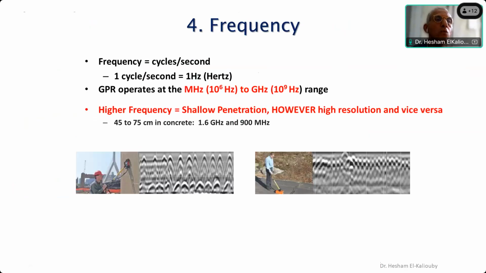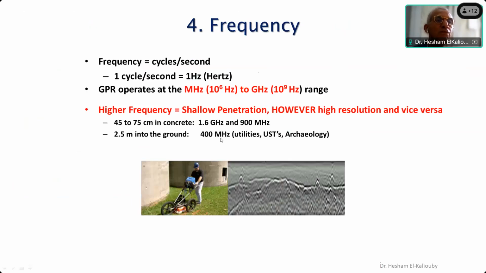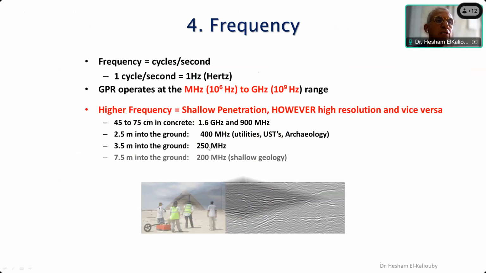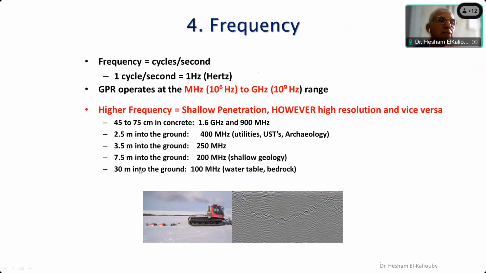This antenna is 1.6 gigahertz to 900 megahertz. This can go only about half a meter to 75 centimeters, and can be used in concrete or asphalt, very shallow investigations, like geotechnical and engineering applications. If we decrease the frequency to 400 megahertz, it can go to about 2.5 meters in the ground, and it could be used for detection of utilities, underground storage tanks, or archaeological investigations. If you go lower, like 250 megahertz, it can go about 3.5 meters in depth. 200 megahertz can go to about 7.5 meters and can be used for shallow geology. 100 megahertz can go up to 20 to 30 meters in depth, and can be used for detection of the water table.